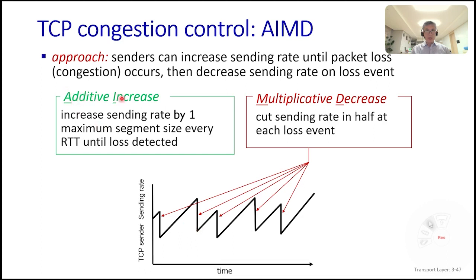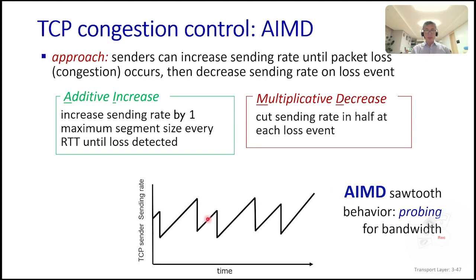So AIMD: increase the sending rate by one maximum segment size every RTT, for the congestion window size CWND, until loss is detected. On the other hand, multiplicative decrease cuts the transmission rate in half at each loss event. So this shape is a sawtooth, okay. This is like a tooth tool to cut wood. This is probing for bandwidth.